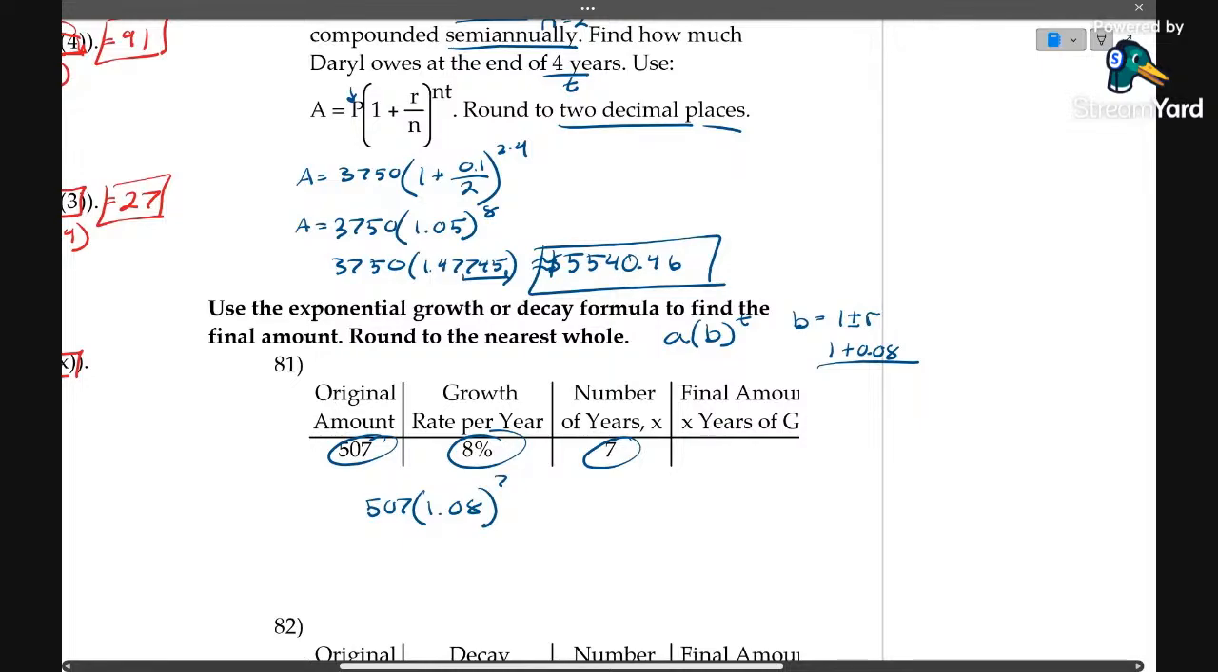And so 1.08 raised to the 7th power is approximately 1.713, and the number keeps going. We can multiply that by the 507, the initial amount. That's going to give us 868.908, and the number keeps going. Rounded to the nearest whole would be 869 is the final amount.